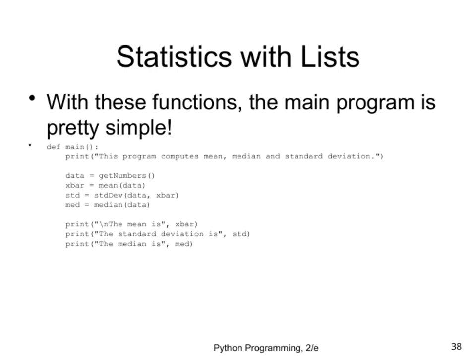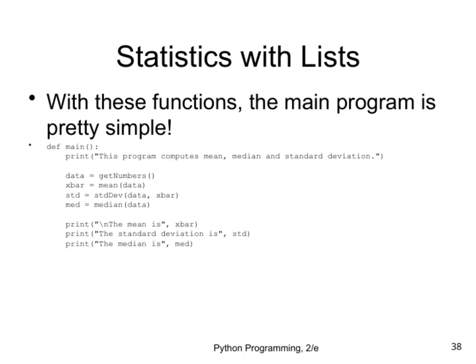What we're doing here is defining a main function that serves as the core of the program. First, we print a message to let the user know what the program does, that it computes the mean, median, and standard deviation of a dataset. Next, we call getNumbers to gather our data, which is typically a list of numbers. Then we calculate the mean by passing that data into the mean function and store the result in xbar. We do the same for the standard deviation, calling stdDev, and passing in the data along with the mean we just computed, storing that in std.